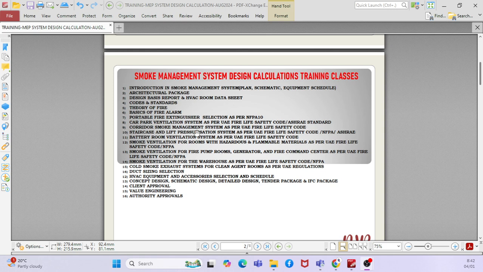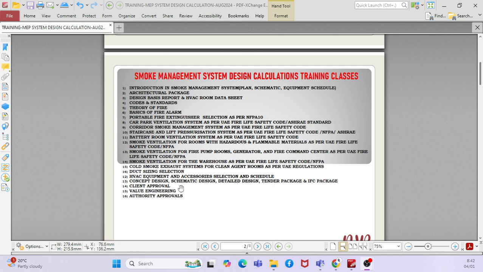Have you done this type of calculation, like staircase and lift pressurization system, battery room ventilation? I am familiar with this calculation, but I didn't do any calculation for any building. Okay, understood. These are the things we will practice. There is smoke ventilation for the different rooms with hazardous material, flammable material, then fire pump rooms, generator rooms, fire command rooms. Then there is a warehouse. Then there is a clean agent calculation for the cold smoke exhaust.